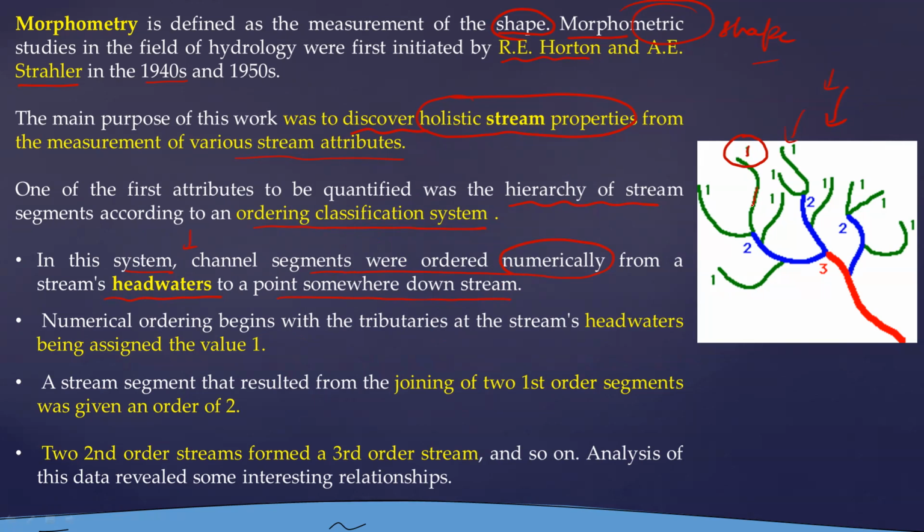And then as this number 1 joins together, it forms number 2. So joining 1 and 1, it will become 2. And then again another 1, it will be falling into 2 and further 1. So here it becomes number 3 when 2 and 2 meet. Right? So this is important here. When 2 and 2 are meeting, it's becoming 3, right? So this is how we look into it. So numerical ordering begins with tributaries at the stream's headwaters, assigning value 1, and joining of two first order is 2, and joining of two second order is 3. So 1 and 1 becomes 2. Then 2 and 2 becomes 3, and so on. So this is called Horton's formula.